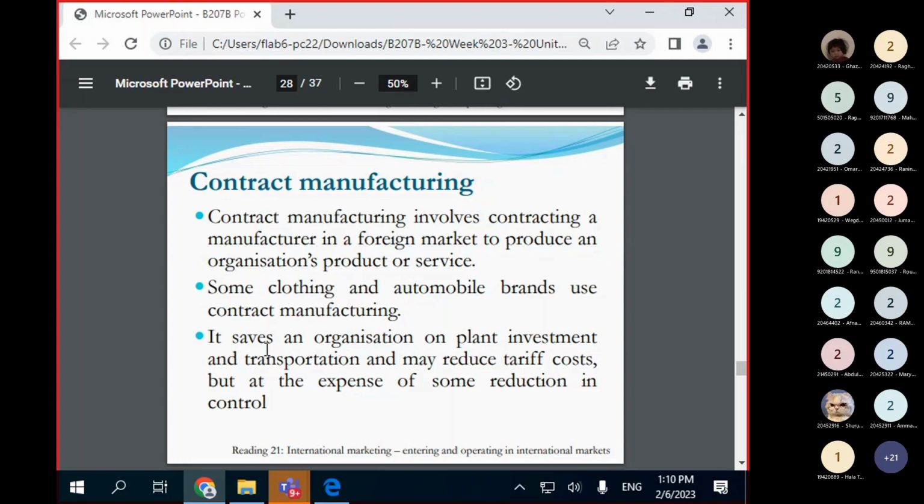So they have contracts with factories that are already available, already there, and they ask them to produce their clothing according to the design. Okay, so they make a contract to manufacture the Zara clothing, and this is what contract manufacturing is.